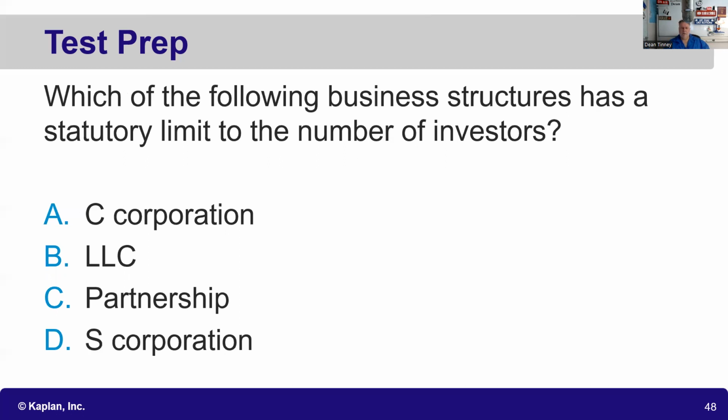And the one that has a statutory limit to the number of investors, very testable, is an S Corp, and it's 100 shareholders, and they all have to be residents. They can't be aliens. They've got to be citizens is the way to say that.